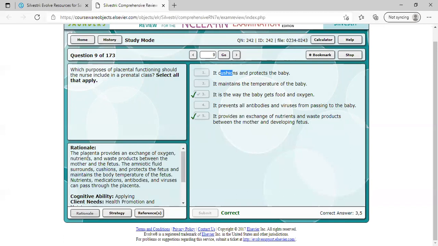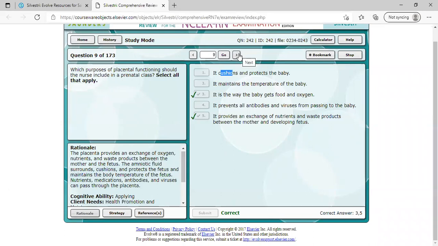Why? The placenta provides an exchange of oxygen, provides nutrients and waste products between the mother and fetus. The amniotic fluid surrounds the baby, acts as a cushion, protects the fetus, and maintains the body temperature of the fetus. Nutrients, medications, antibiotics, and viruses can pass through the placenta.